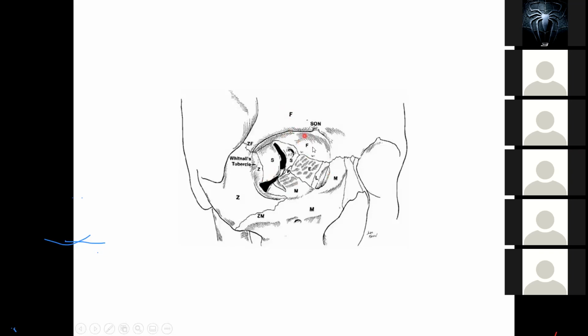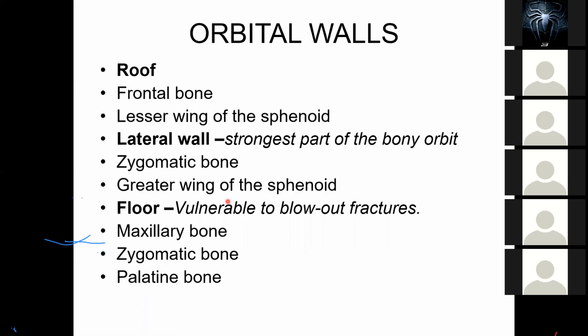As I mentioned, we have the frontal, the ethmoidal, the lacrimal, the maxillary, the sphenoid, and the zygomatic. Great. Okay, so this is for emphasis. So the roof, as I said, is made up of parts of the frontal bone and part of the sphenoid bone, as we saw over there.